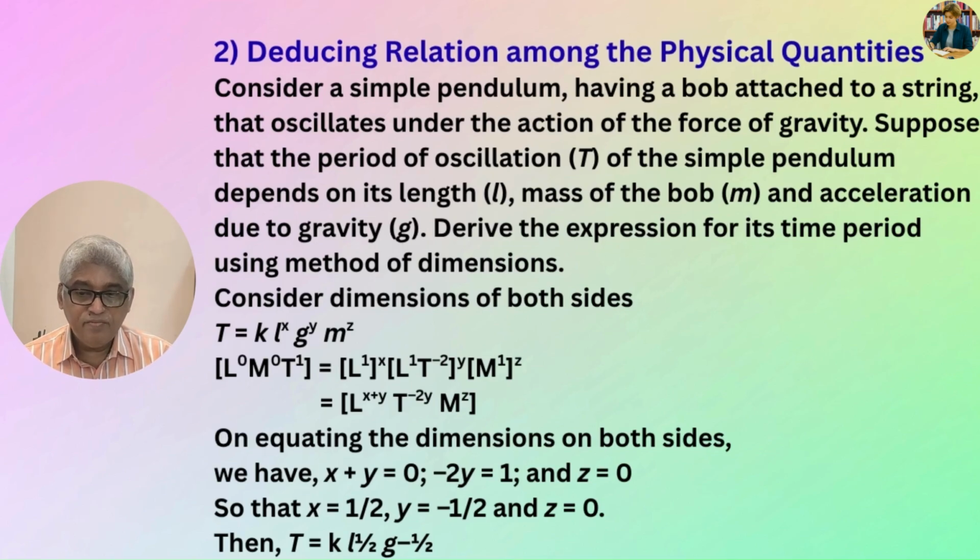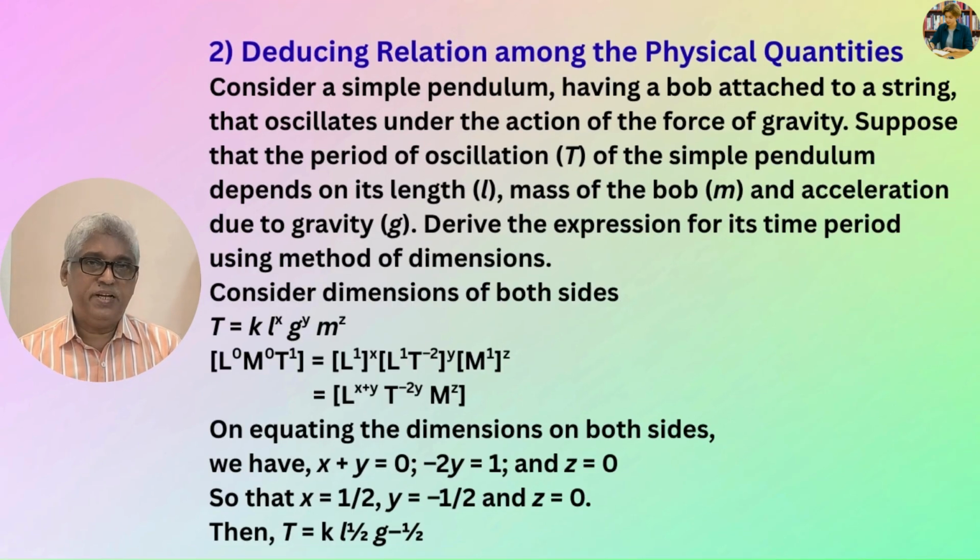On the right hand side, keep aside that k, it is a constant, and that constant cannot be determined with the help of this dimensional analysis. Later on we shall see, from knowledge of that expression, that capital T is equal to, that constant is 2 pi. Anyway, on the right hand side, L raised to x. L is length, so L raised to 1 raised to x.